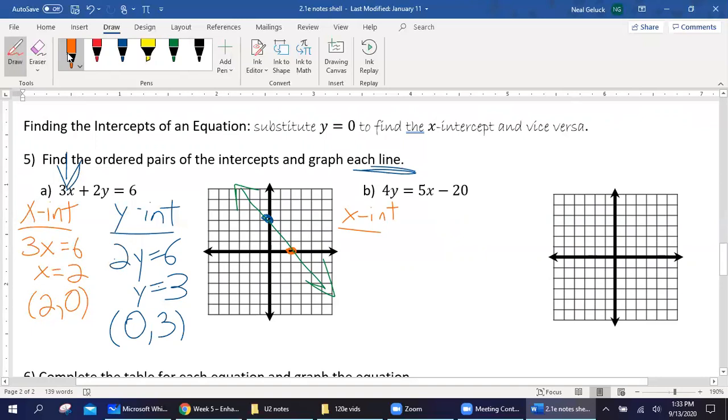The x-intercept, I'm going to plug in 0 for y. Now you got to do a little more work here. So if I popped in 0 for y, this would be 0 equals 5x minus 20. Add over 20. Divide by 5. So my x-intercept is 4, 0.